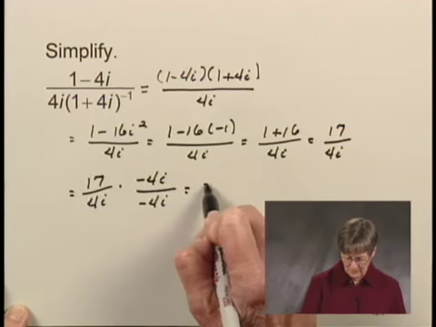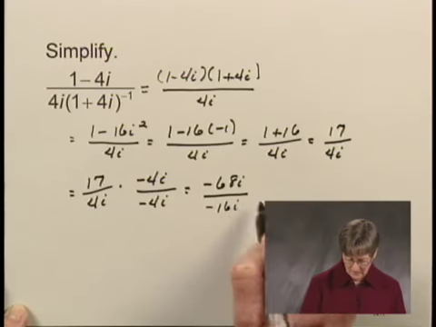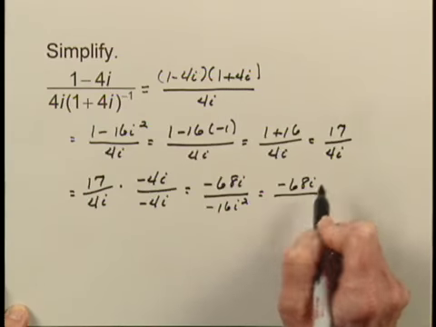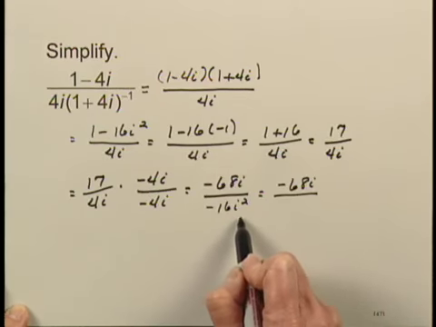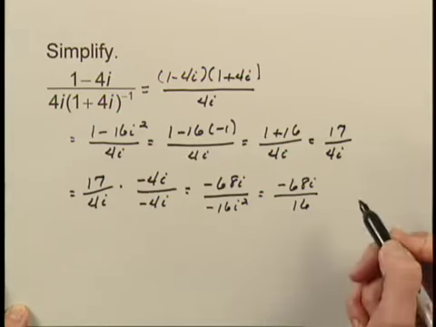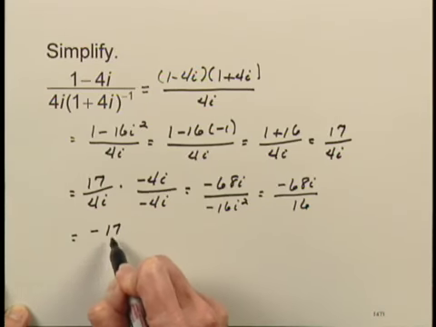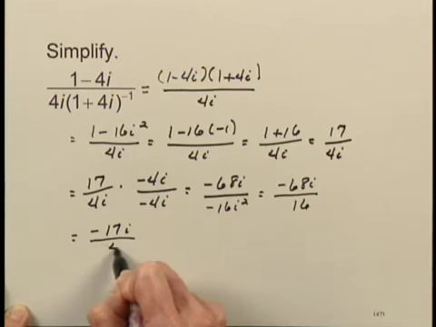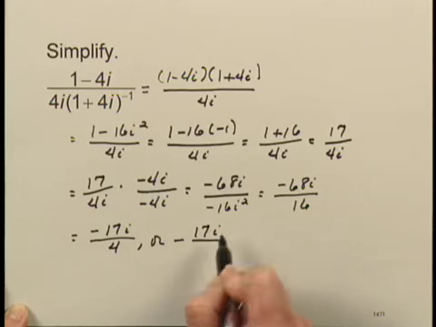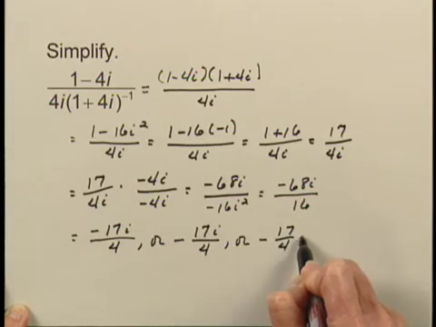When I multiply the numerators, I get negative 68i, and when I multiply the denominators, I get negative 16i². Now we've got negative 68i over negative 16 times negative 1, because i squared is negative 1. So negative 16 times negative 1 is 16. And when I simplify, I get negative 17i over 4, or we might write this as negative (17i over 4) with the negative sign in front of the fraction bar, or we could also write this as negative 17 over 4i.